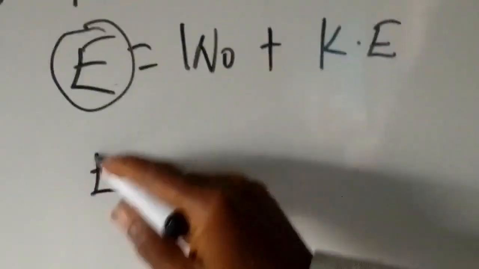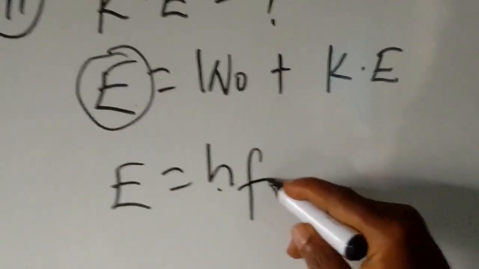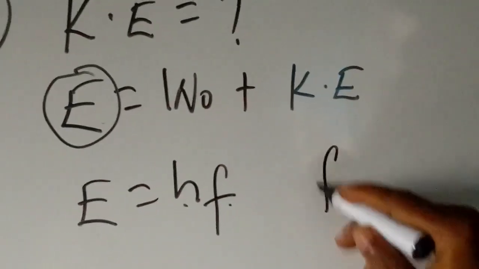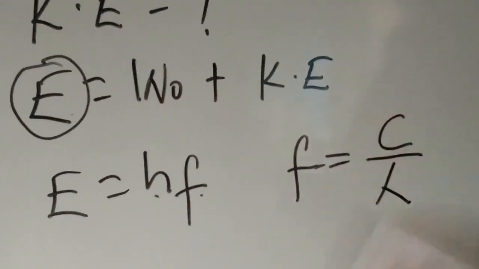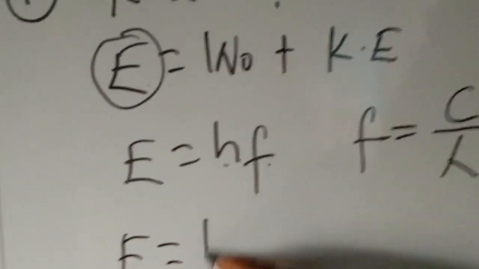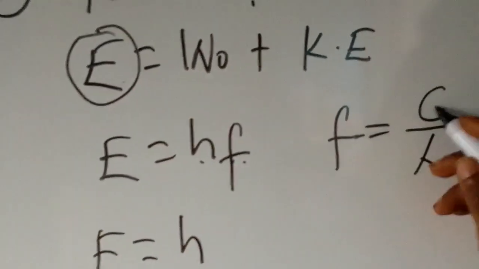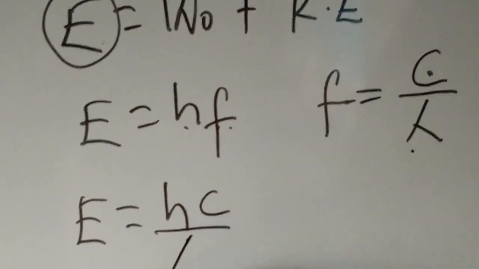Energy of radiation is given by the formula E = hf, Planck's constant times the frequency of radiation. I know that frequency is velocity over wavelength. So, going back to this, energy of radiation is given by h, replacing frequency with c over lambda. So we have to calculate the energy of radiation first before we go back to this formula.